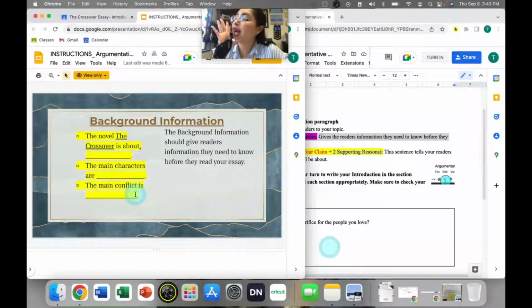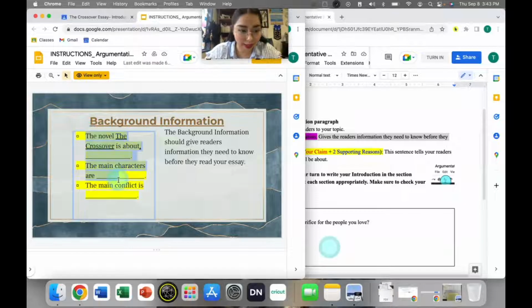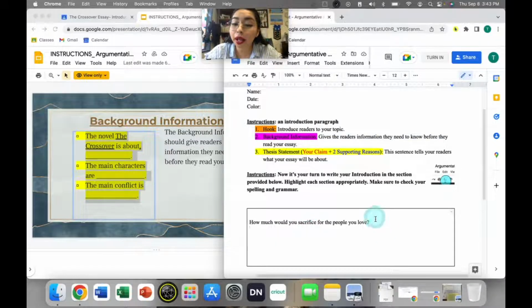So, I'm kind of lazy. I'm just going to highlight these sentences and I'm going to copy them, and I'm going to put them here.